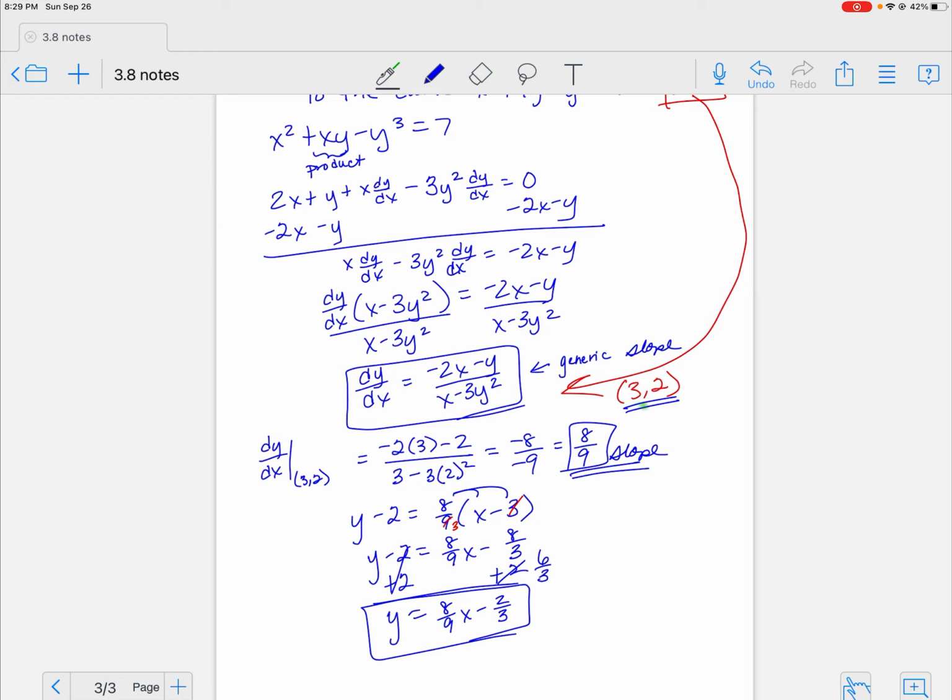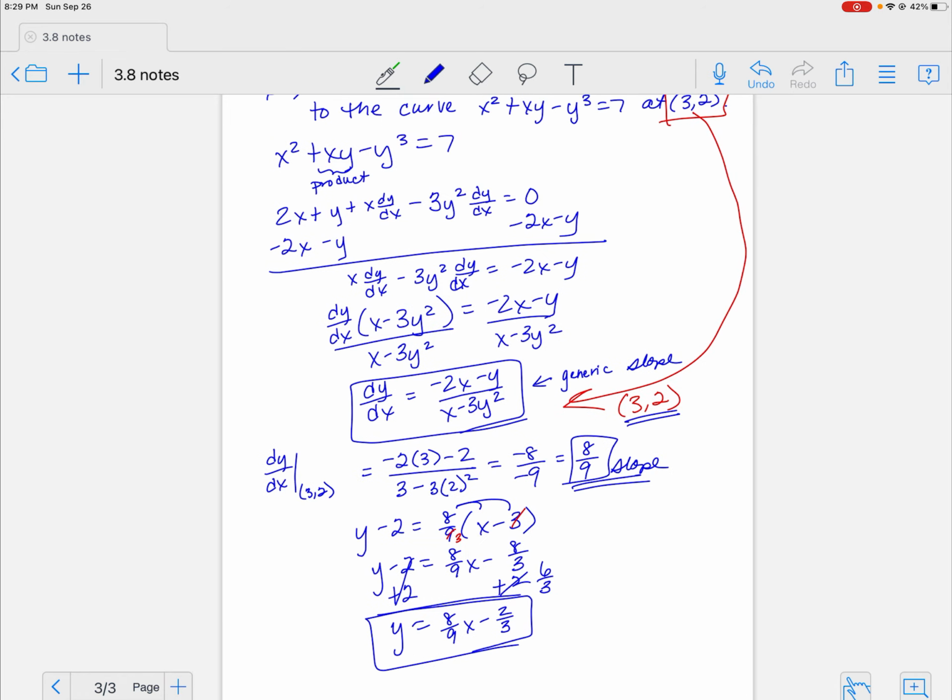Not too bad, right? It's just that process. Basically, you're just taking derivatives like you've taken derivatives up to this point, but anytime y is involved with a derivative, you tack a dy dx on it. That's the moral of the story. It's not bad.